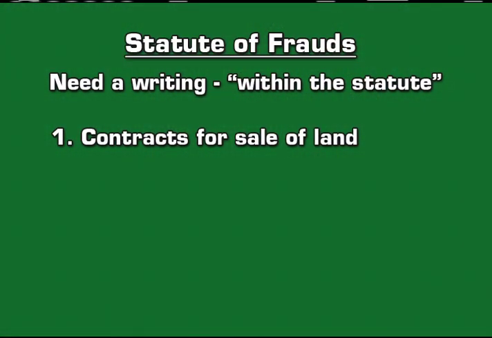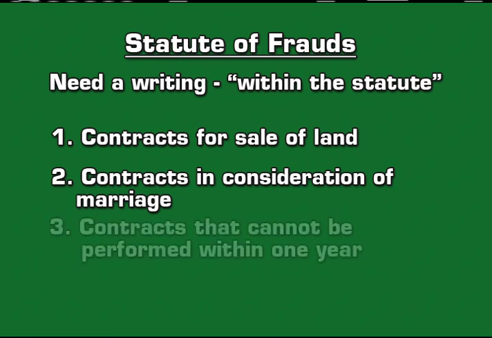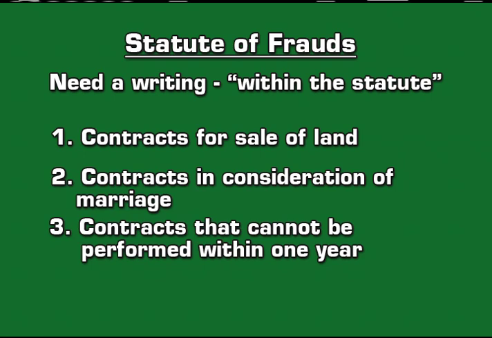The first one, contracts for the sale of land. Contracts for the sale of land must be in writing. Number two, contracts in consideration of marriages must be in writing. A contract in consideration of marriages must be in writing. Thirdly, contracts that cannot be performed within a year of their making must be in writing.